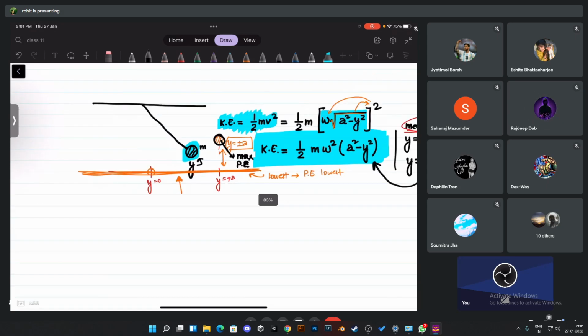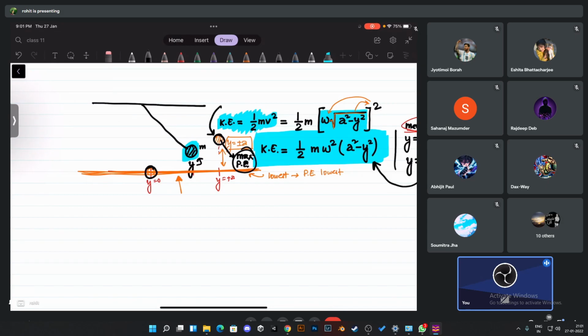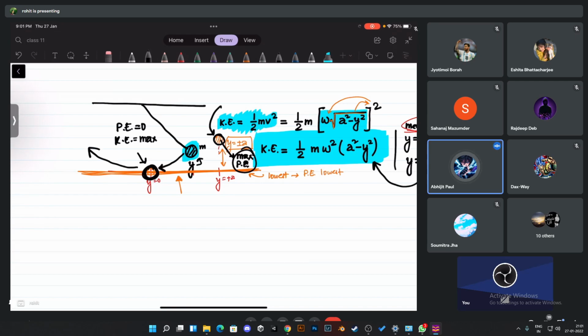Did you realize something? In this position, the kinetic energy is 0, but the potential energy is maximum. In this position, what happens, guys? Kinetic energy is maximum, but potential energy is 0. If the object keeps on falling, the potential energy is converted into what energy? Kinetic energy. And when it goes up, what is converted to what? Kinetic energy is converted to potential energy. Very good.